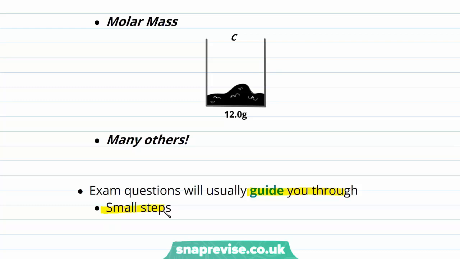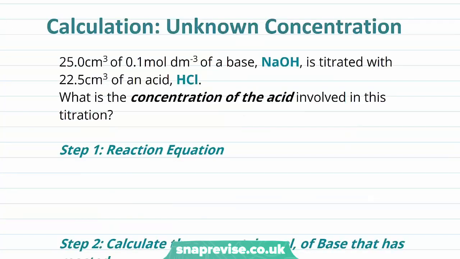Let's have a look at some of the calculations that we can do. The first calculation we're going to look at is the calculation of an unknown concentration. 25 centimetres cubed of a 0.1 mole per decimetre cubed solution of a base, sodium hydroxide, is titrated with 22.5 centimetres cubed of an acid, hydrochloric acid. What is the concentration of the acid involved in this titration? So we're looking to find out the concentration of the acid. That's our unknown. So let's answer this question looking at the steps involved.